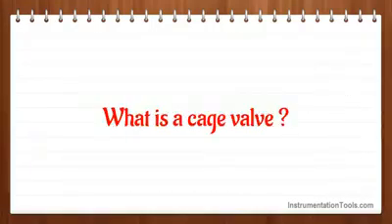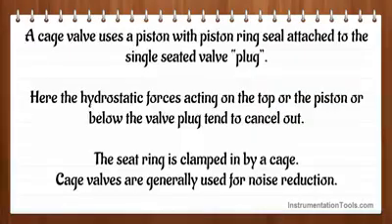What is a cage valve? A cage valve uses a piston with piston ring seal attached to the single-seated valve plug. Here the hydrostatic forces acting on the top of the piston or below the valve plug tend to cancel out. The seat ring is clamped in by a cage. Cage valves are generally used for noise reduction.